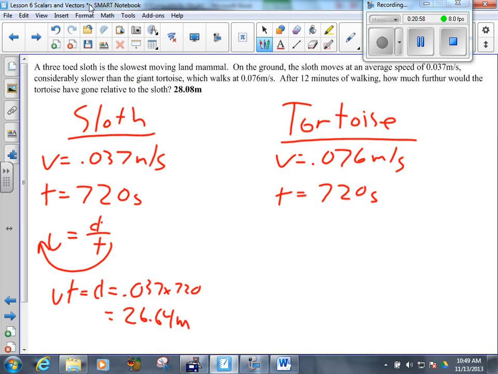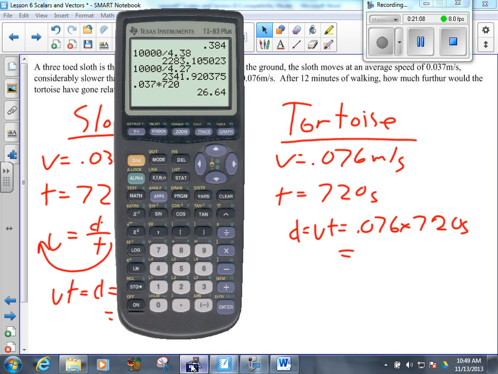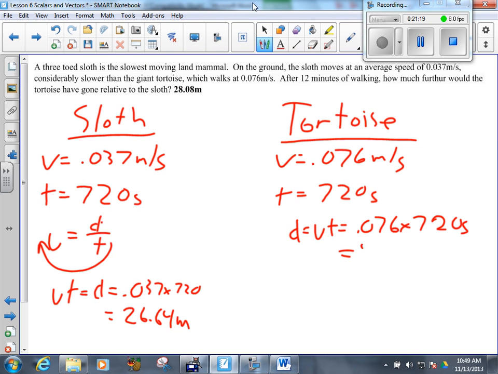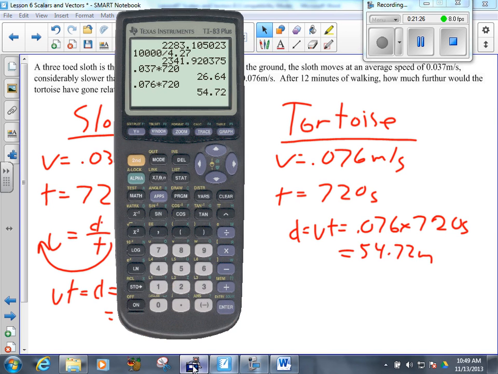And the tortoise, same idea here. D equals v times t, 0.076 times 720 seconds. 54.72 meters. So how much further does the tortoise go? Well, we just subtract those two numbers. So minus our 26.64, 28.08 meters.